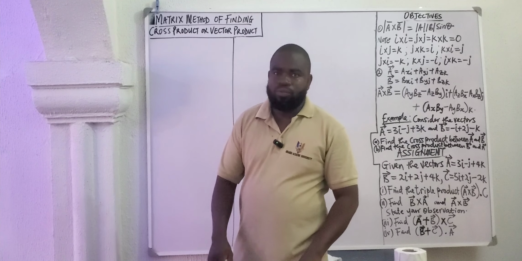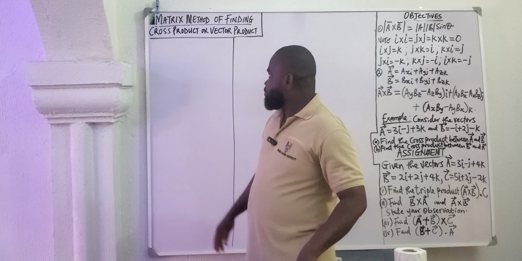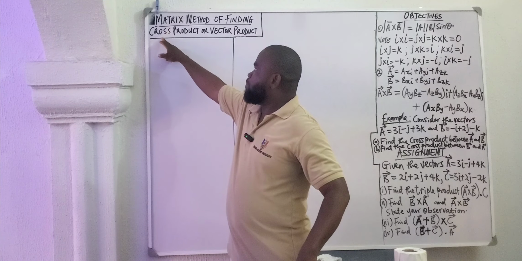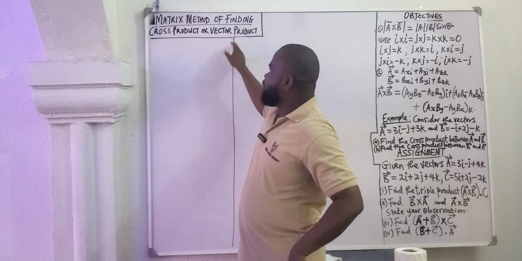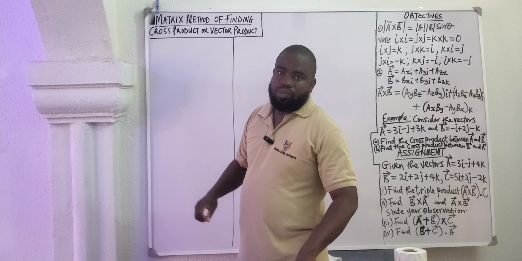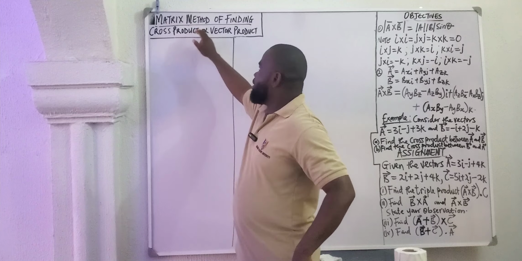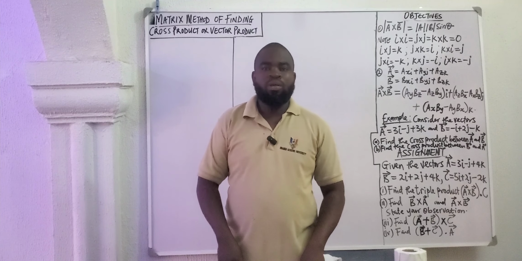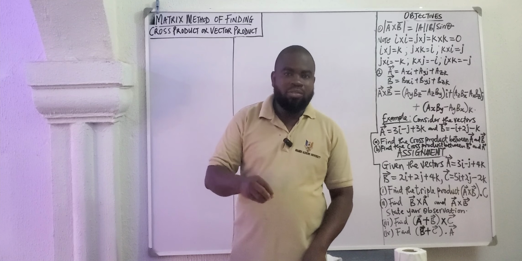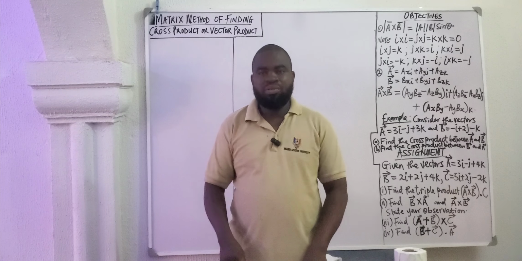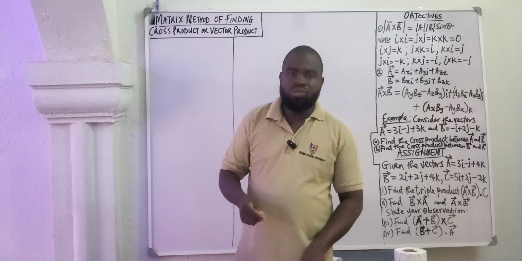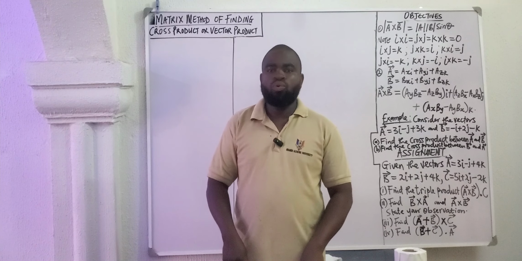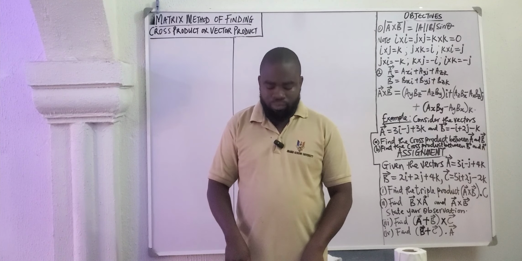In our class of today, Physics 101, we will consider an alternative form of finding cross product of vector products, which is the matrix method, or using matrix form. Here, the determinant of the matrix represents the cross product or the vector product of the two vectors.